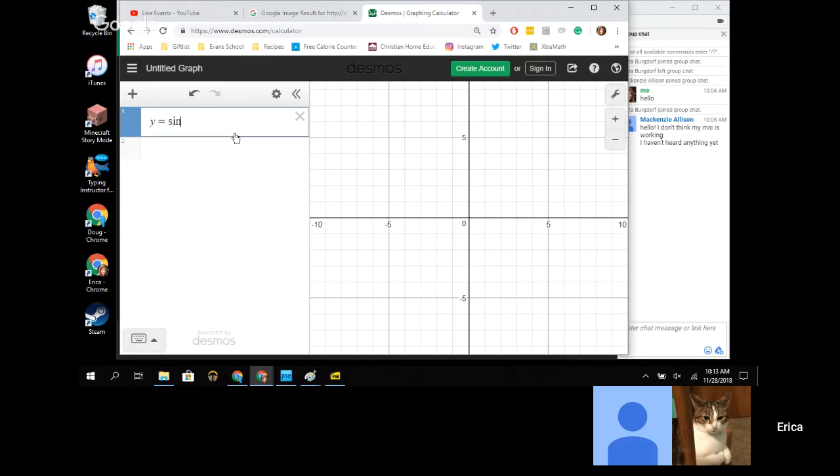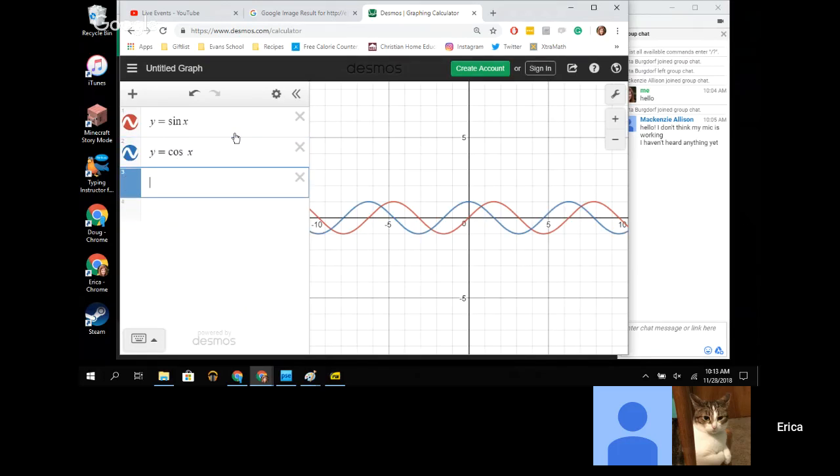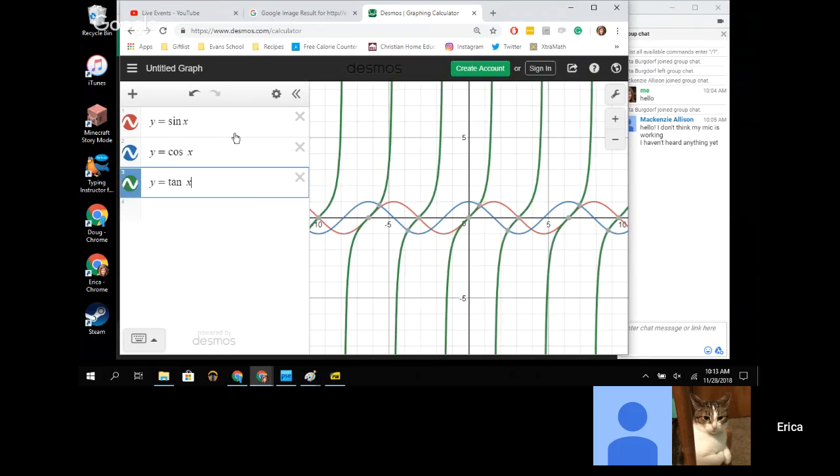Y equals the sine of x. Y equals the cosine of x. And y equals the tangent of x. So look at that crazy tangent curve.